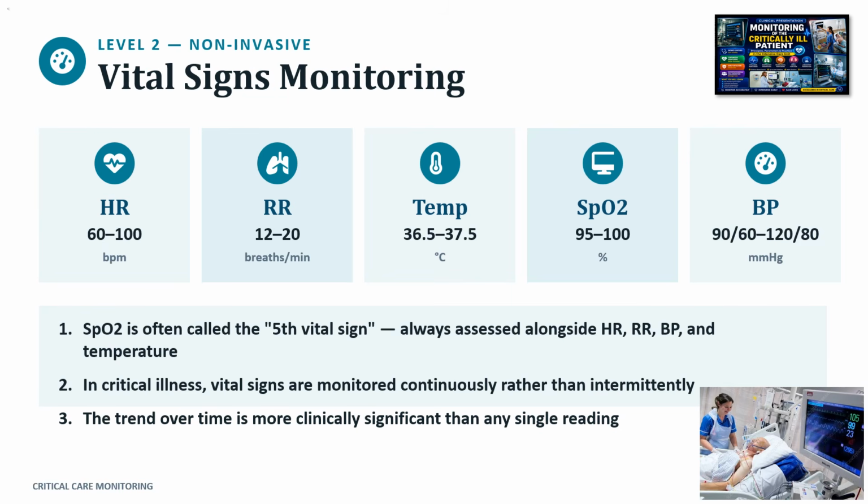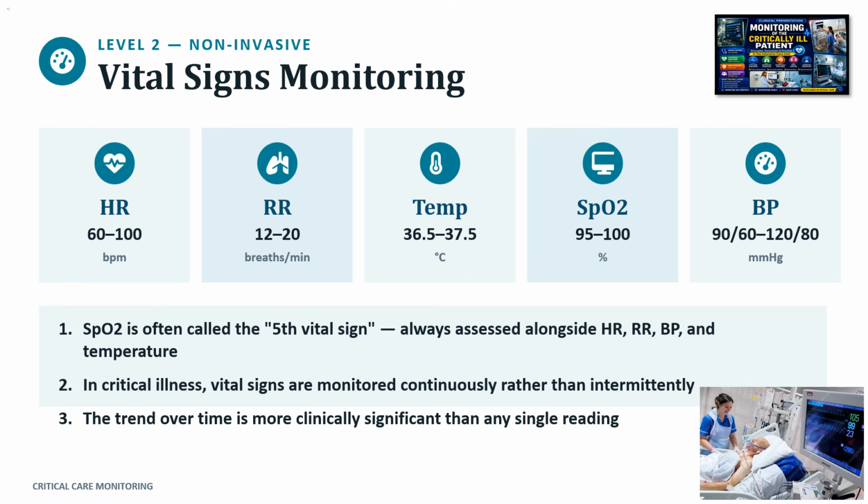Level 2, non-invasive. Vital signs monitoring. Normal ranges. HR, heart rate: 60 to 100 BPM. Indicates cardiac workload and perfusion status. RR, respiratory rate: 12 to 20 breaths per minute. Reflects oxygen demand and respiratory compensation. Temperature: 36.5 to 37.5 C. Shows metabolic state and possible infection.